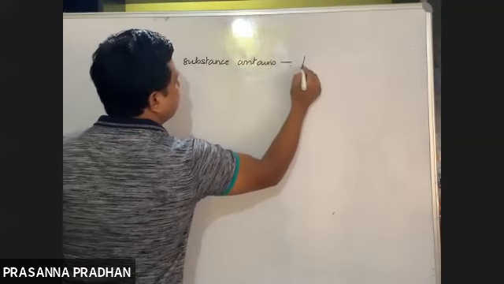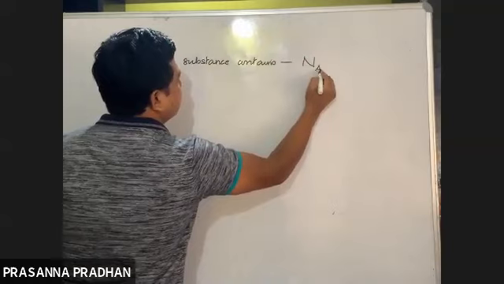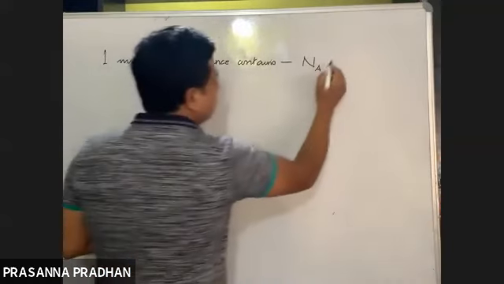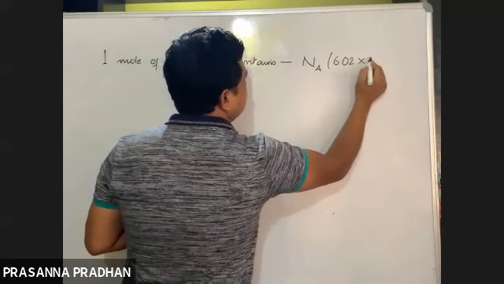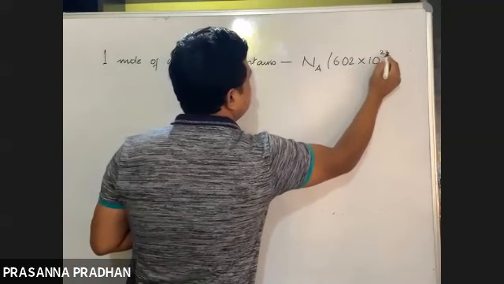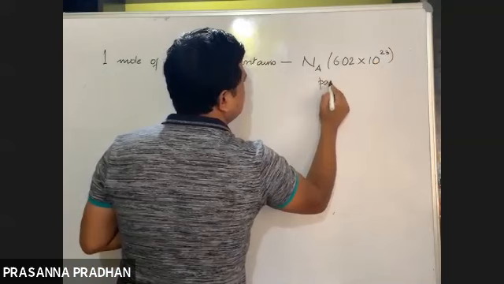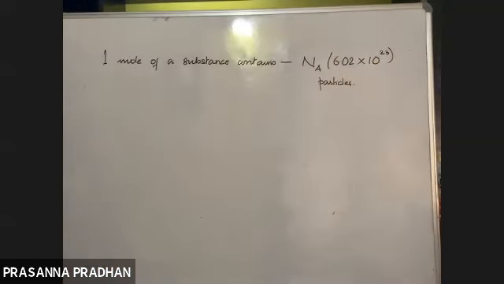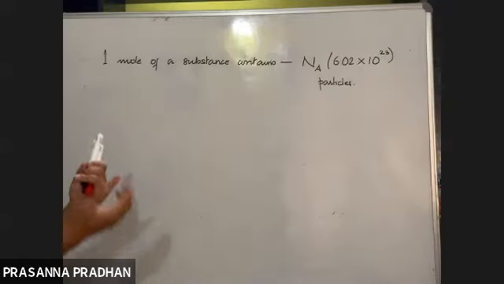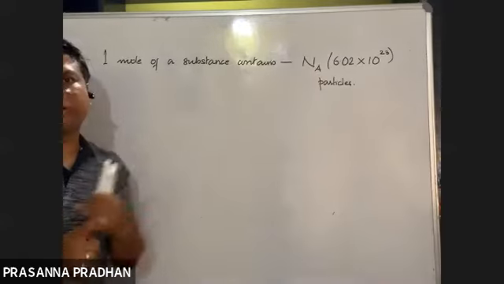Avogadro's number, which is denoted by Na. And what is the value? 6.023 or 6.02 into 10 to the power 23 particles. So 1 mole of a substance contains Avogadro number of particles. So what is the concept of mole in terms of number? Now let us see. 1 mole of atom means Avogadro number of atoms.